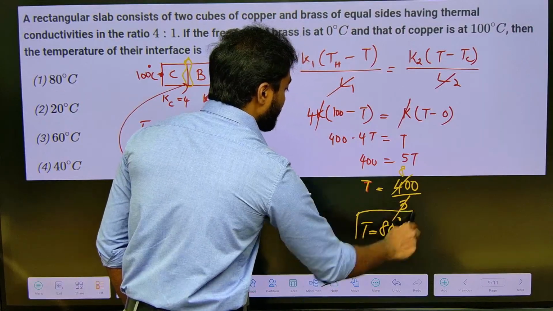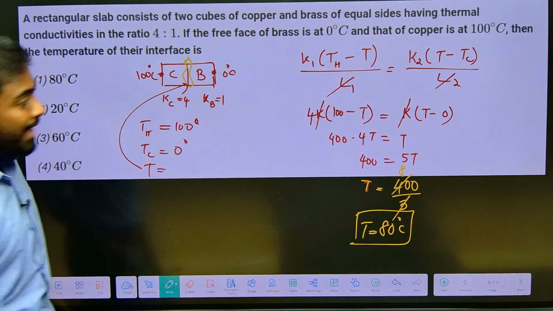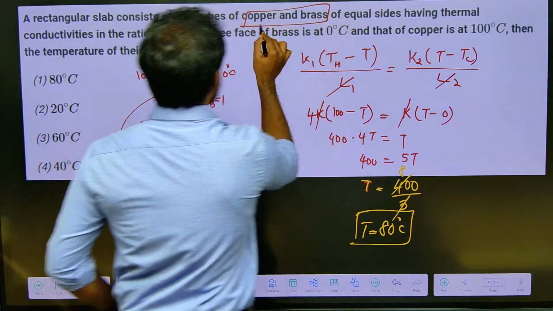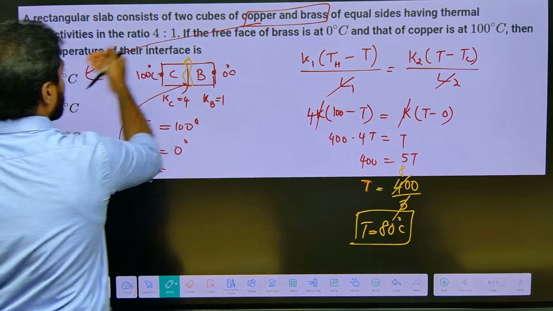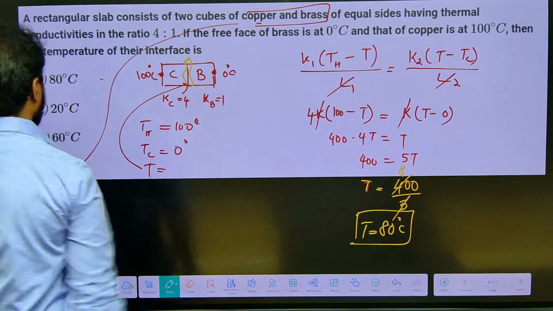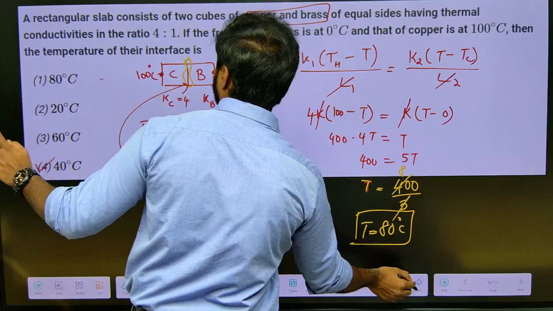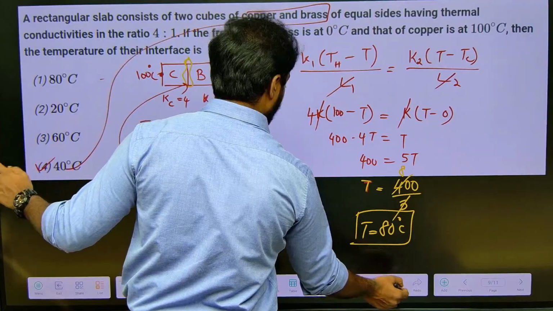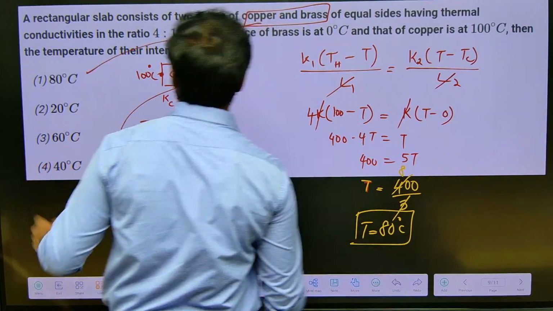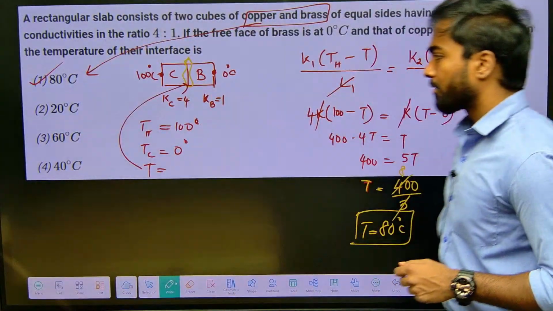What is this temperature? The interface temperature of the copper and the brass. How much is it? 40. Sorry, 80. Correct, no? 80 only. We have done it correctly. Yes, 80. That's the answer for this question. Right?